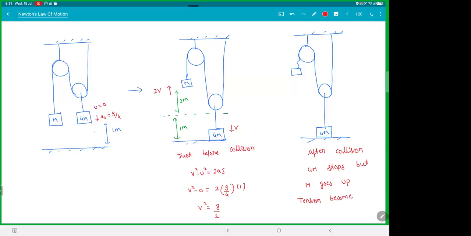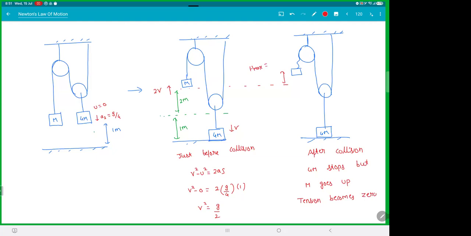Your acceleration becomes minus g. So from this position here, it will go up and then come down. So it will fly like a projectile. So this would give you another h max, which is 2v whole square by 2g.